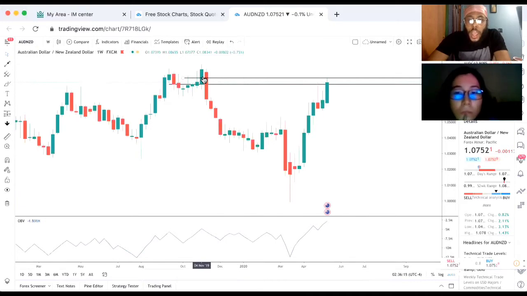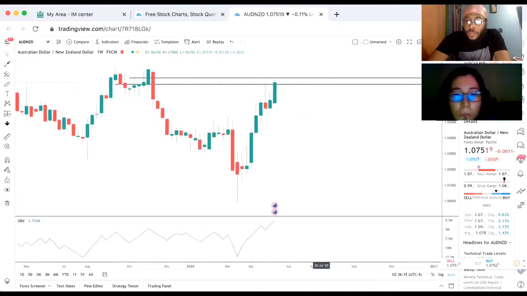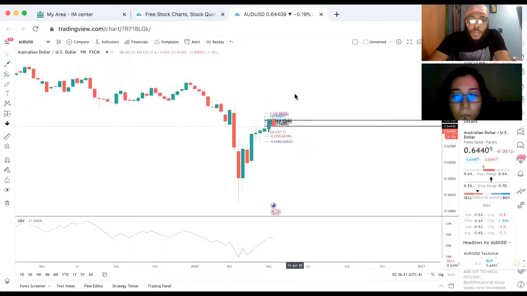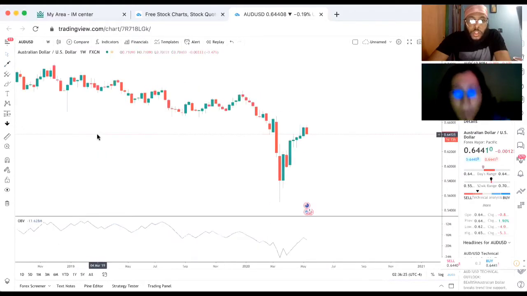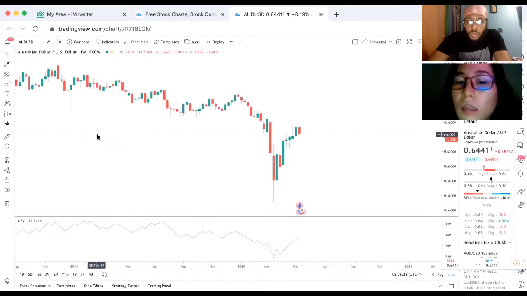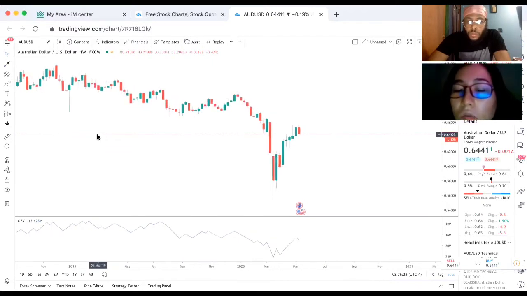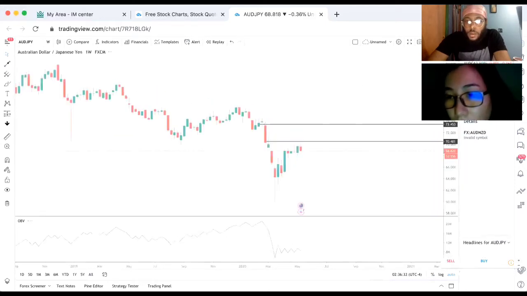Let's go ahead and go to a different pair and just practice looking for points of interest. But we also like looking at the liquidity too. Let's go back to this one.